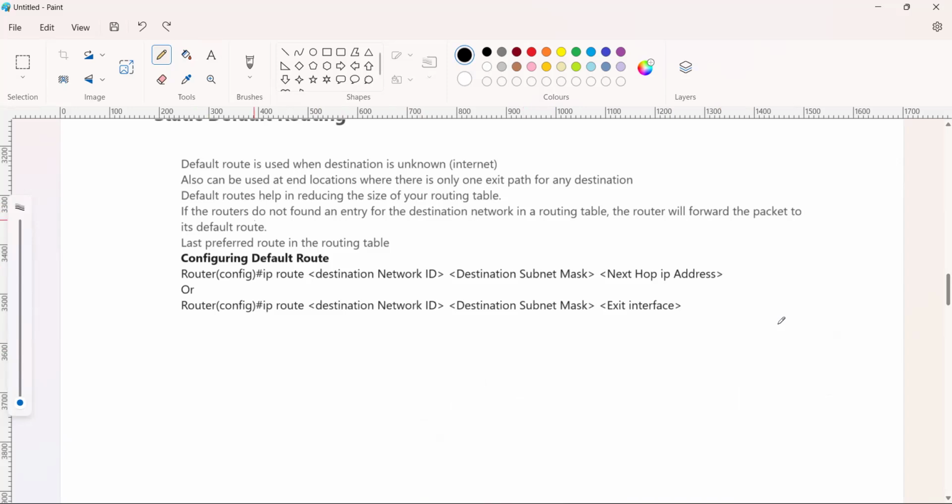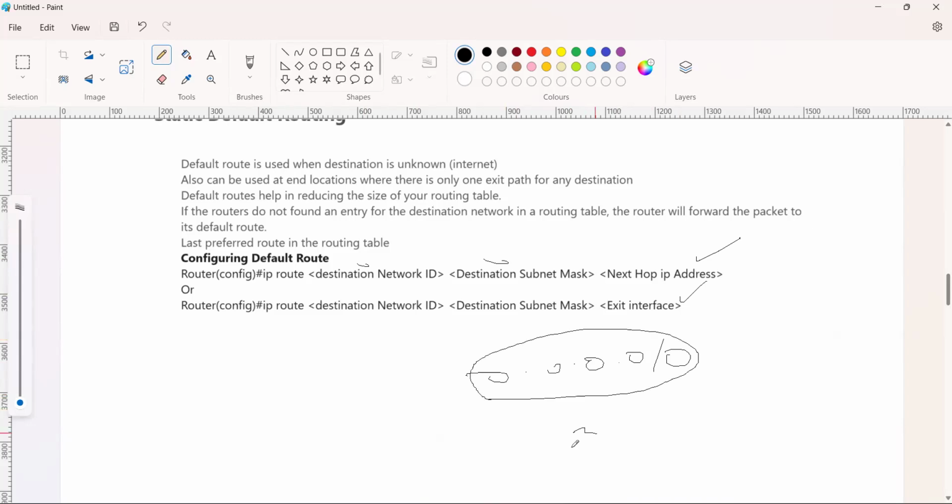If the router does not find an entry for the destination network in its routing table, the router will forward the packets to its default route. What does default route mean? 0.0.0.0 with mask 0.0.0.0 and the next hop IP address or exit interface. The traffic will be forwarded to 0.0.0.0, which means the entire network.